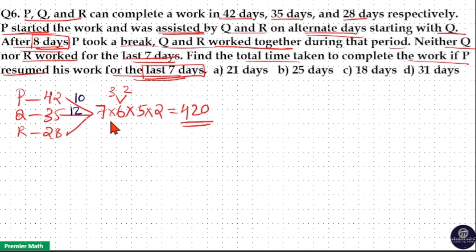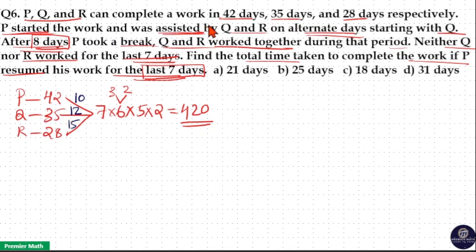28 goes, here 7 into 4 is 28. Now remaining is 5 into 3, 15. So 28 goes 15 times in 420. Which means P can complete 10 units of work in a day. Q can complete 12 units of work in a day. R can complete 15 units of work in a day.